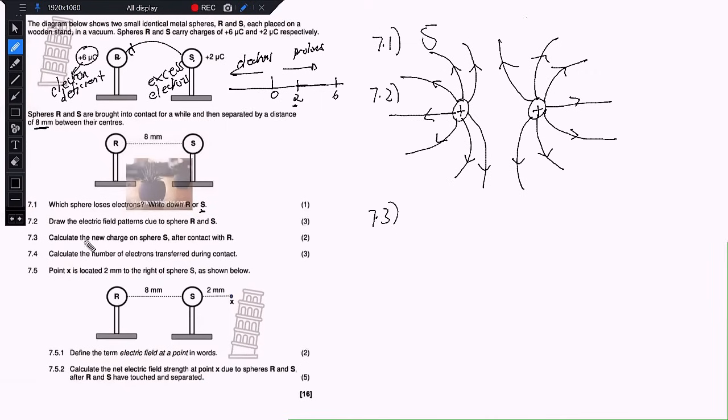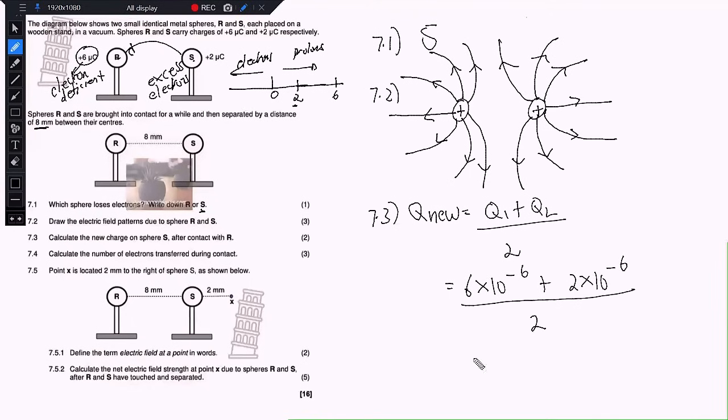Then 7.3 says calculate the new charge on sphere S after contact with R. Now, the formula to calculate new charge, we know it's Q new equals Q1 plus Q2 over 2, right? Now, what is Q1? We are supposed to write this as times 10 to the exponent of negative 6, since it's microcoulomb. So this is 6 times 10 to the exponent of negative 6 plus 2 times 10 to the exponent of negative 6, over 2, right?